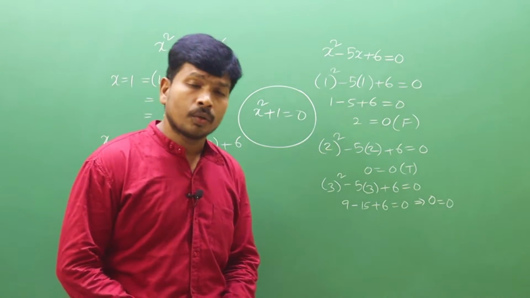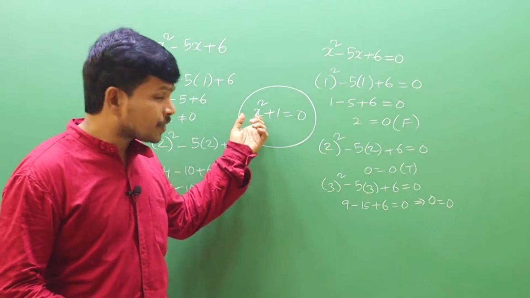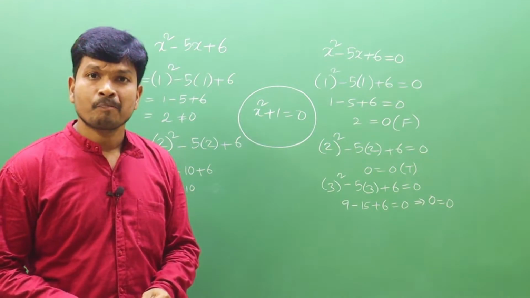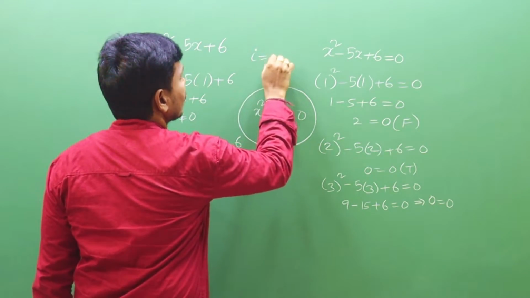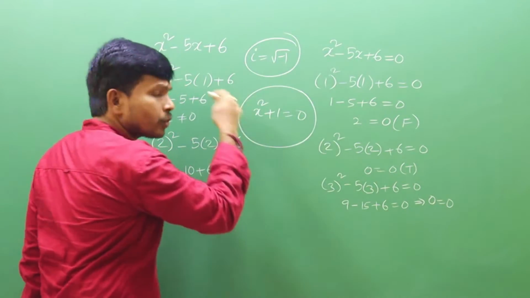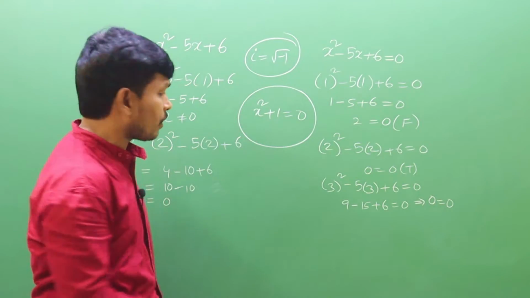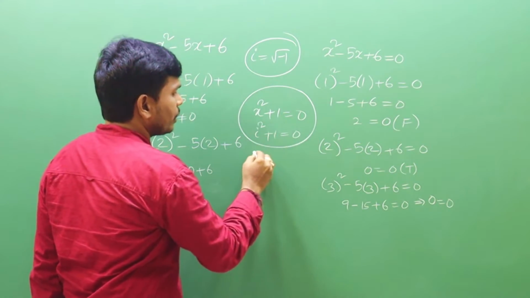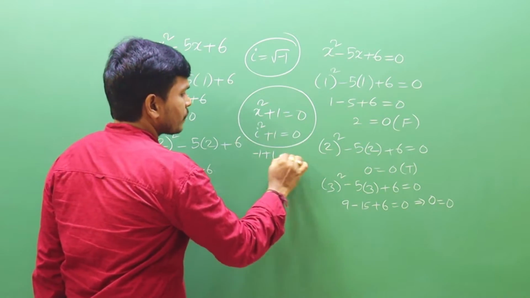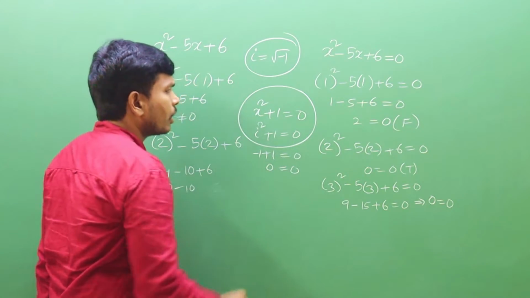Okay. Which values do you think it will take? Yes, imaginary numbers. Iota, you know iota value, how much? Root minus 1. Now you substitute iota in place of x: i square plus 1 equal to 0. i square value is minus 1. Minus 1 plus 1 equal to 0. 0 equal to 0, you got it.